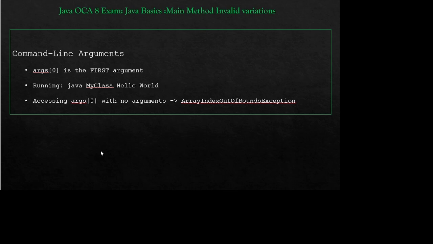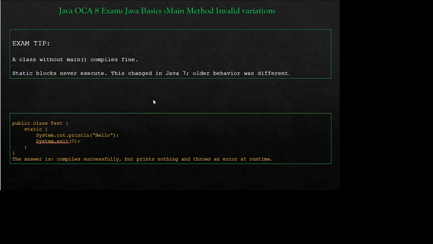Let's go to the exams, right? So there's one exam tip before that. A class without main compiles fine, like we discussed, right? And then the question of static block. Before Java 7 we could have a static block, and that static block used to run even if main is not there, and would have printed whatever is there in the static block.